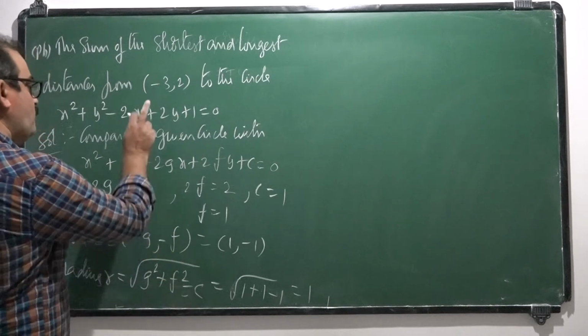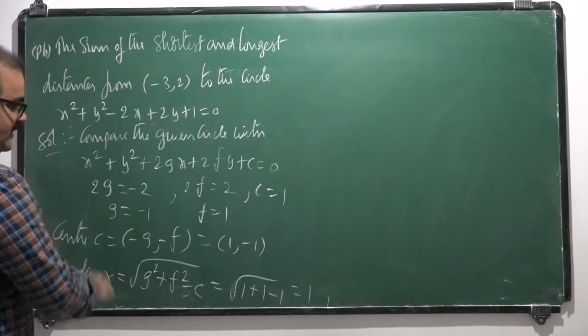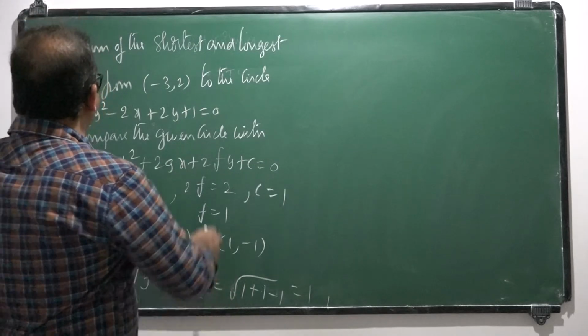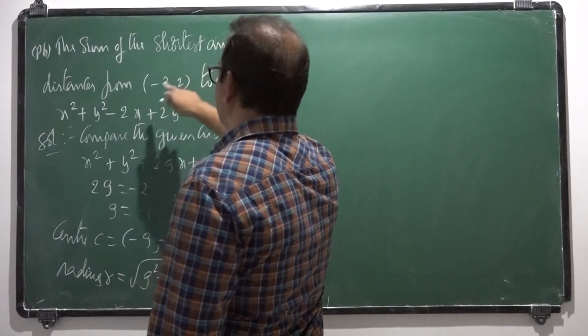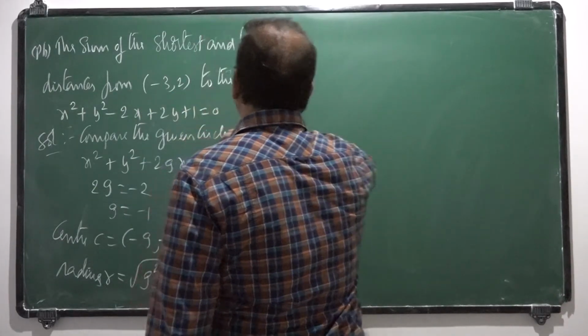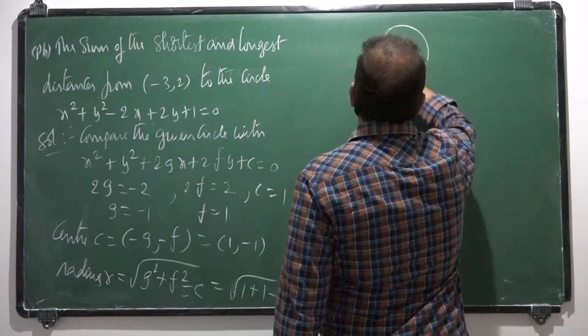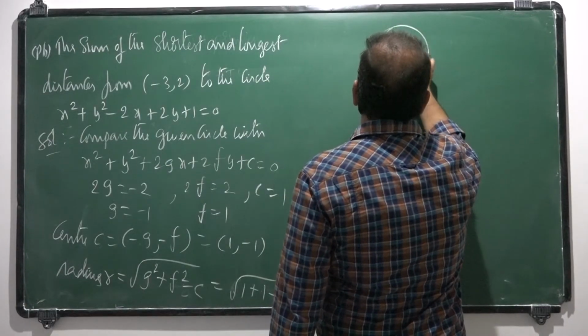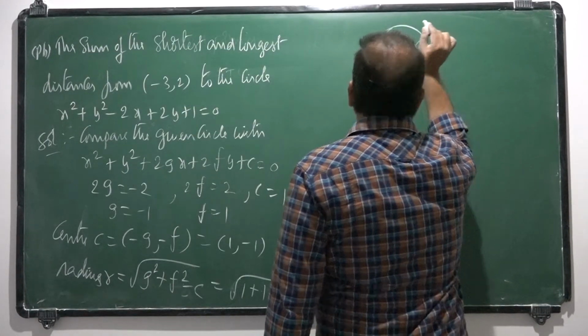In this way, when a circle is given, we can find its center and radius. Now here we find the sum of the shortest and longest distances from this point to the circle. See the diagram. When a circle is given, its center is C and its radius is R.